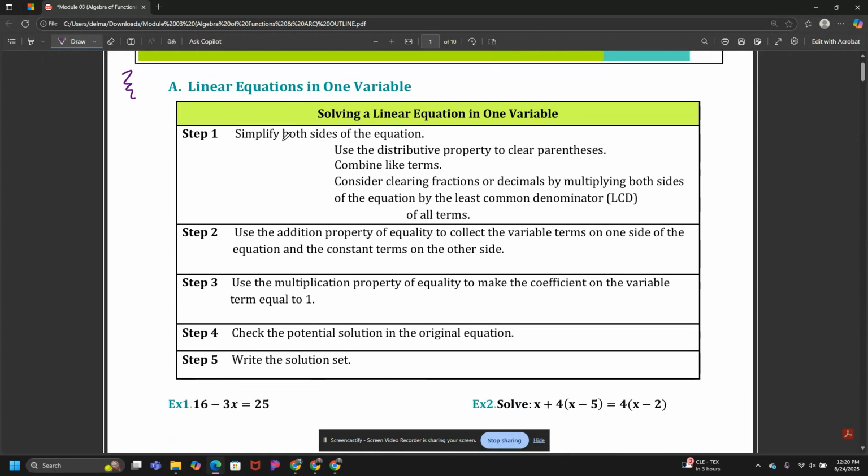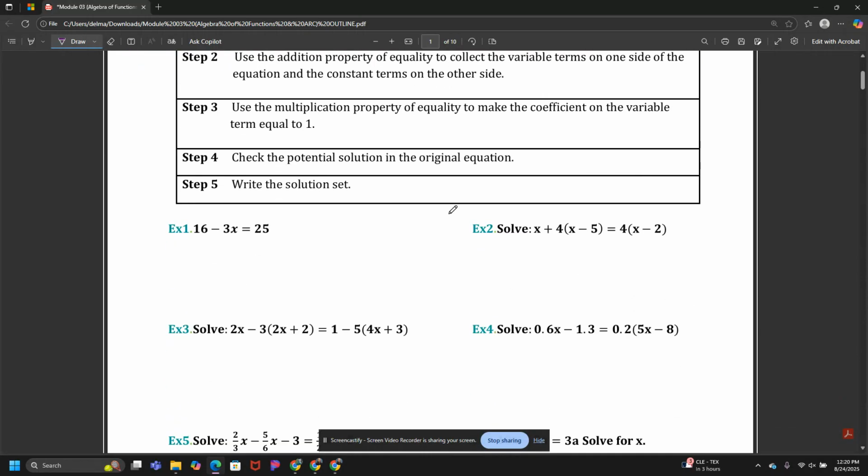So we have the following steps. We can simplify both sides of the equation. You can use the distributive property. You can combine like terms. You can possibly get rid of those fractions and decimals by multiplying by the least common denominator. And we'll see some examples of that.